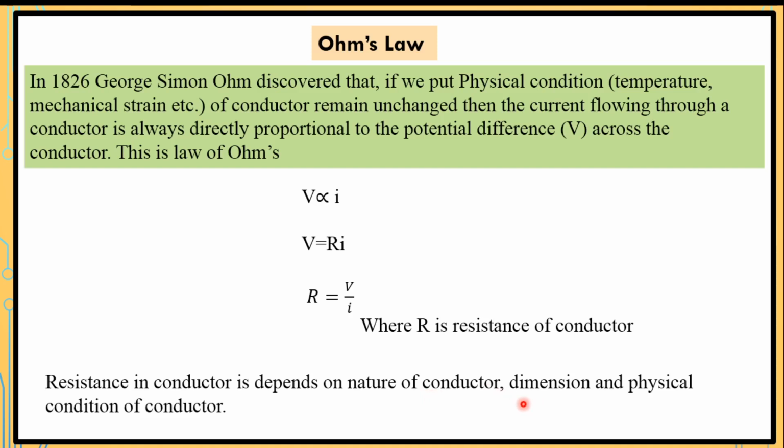Dimension: if we change the length or cross-section area, then the resistance will be different for different length or cross-section area. Physical condition of the conductor: suppose we change the environmental condition, or we apply some strain on that conductor, or the surrounding temperature changes, then the resistance also changes in the conductor.